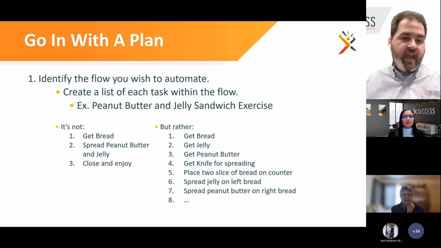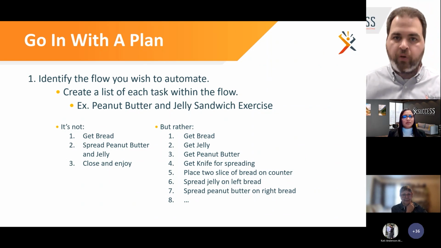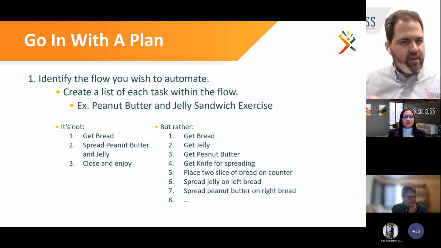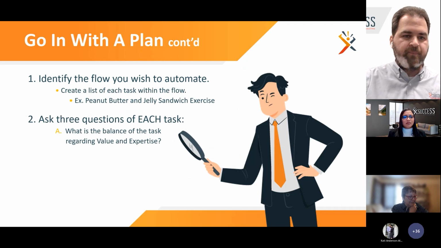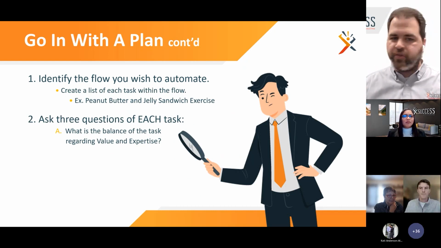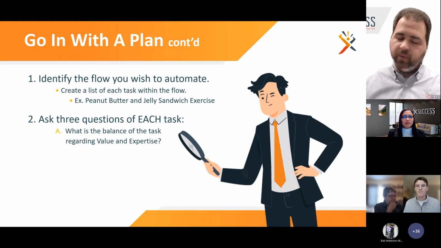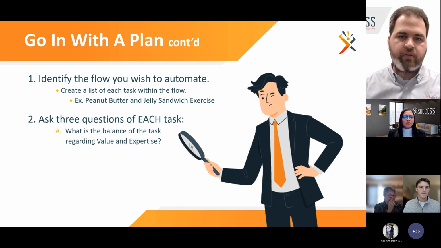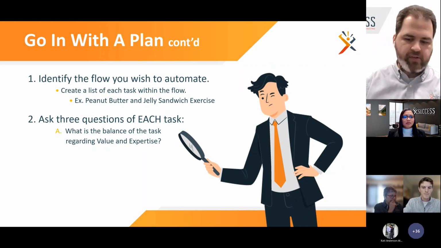So the point is that no task is too small to include inside of this list. Really think it through and think about every single small task. Once you have that list, now with each of those tasks, you want to ask 3 questions. And the first, which I think is the most important, is what is the balance of the task in regards to value and expertise?